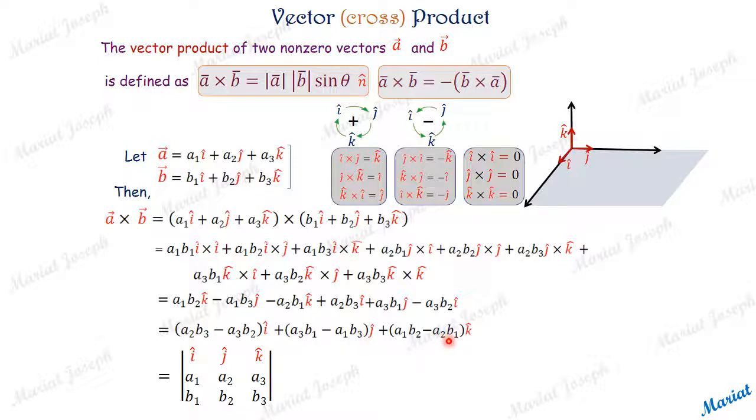Similarly, the third term. So when A and B are given in the components form, the cross product can be obtained by just expanding this determinant. First row is i, j, k unit vectors. Second and third row are the coefficients of i, j, k from these two vectors, A1, A2, A3 and B1, B2, B3. Here it is. Once you expand, you get the required result.